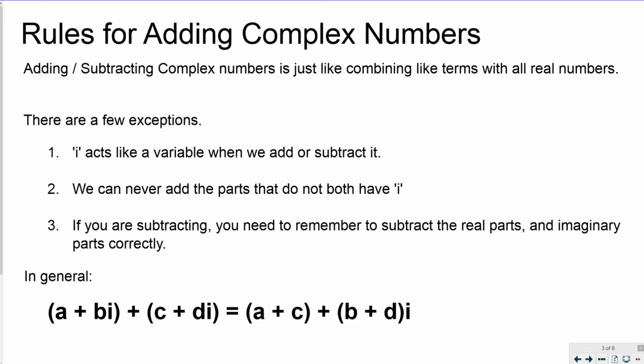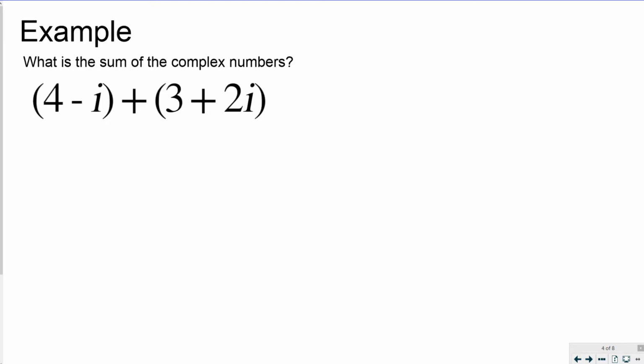If you are subtracting, you need to remember to subtract all the real parts and imaginary parts correctly. Meaning, if you have a double negative, like minus a negative number, you need to remember that that's actually adding, not really subtracting. But in general, a plus bi added to c plus di is equal to (a plus c) plus (b plus d) times i. So let's take a look at how this works out.